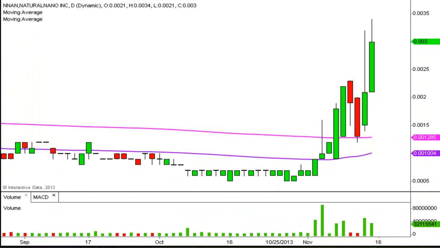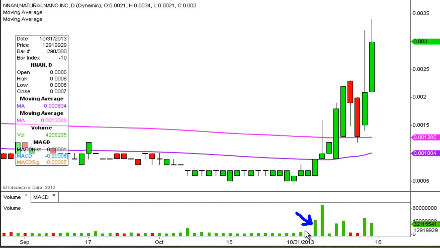So looking at this one, hopefully you can see right away that this has been quite the monster ever since it originally woke up here on that day, which is, to be exact, let's see here, on November 5th. And since then it has just begun to really act the exact way you'd want to see a stock act.